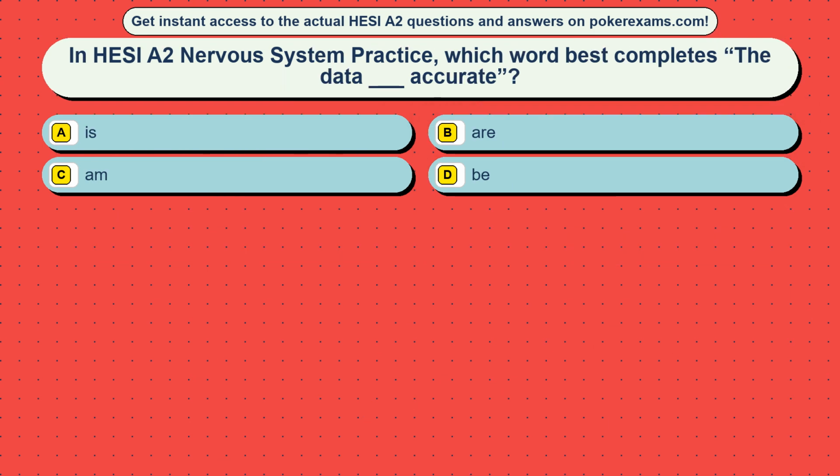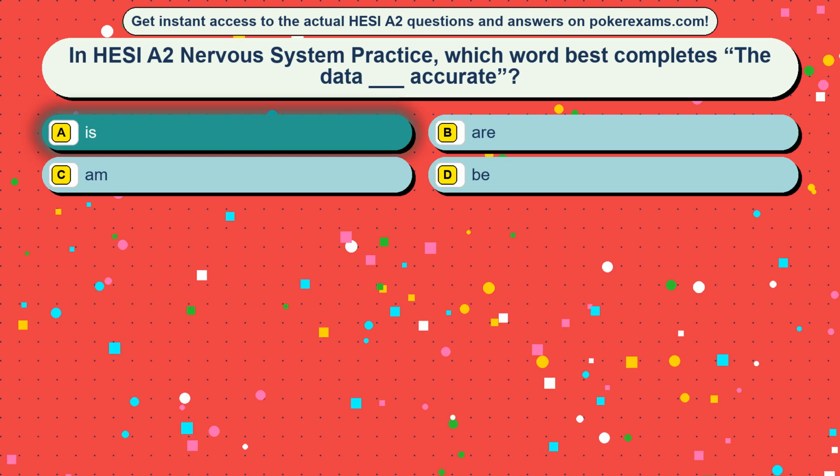Question 13. In HESI A2 nervous system practice, which word best completes the data blank accurate? Option A, is. Option B, tar. Option C, them. Option D, be. The correct answer is option A, is.